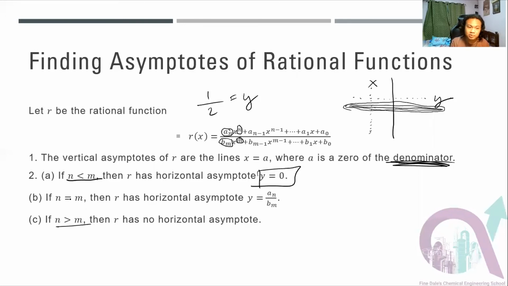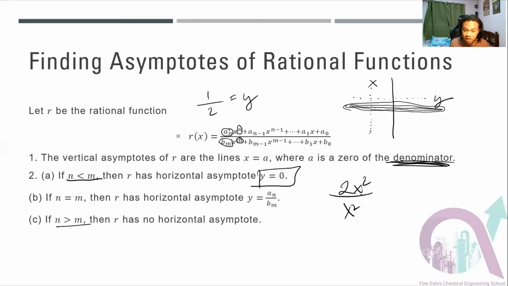Let's review the steps for finding asymptotes of rational functions. The leading coefficient in the numerator is 2x squared, meaning the highest degree, the exponent. Then in the denominator it is also x squared. So what is the condition? Are n and m equal, or is one greater than the other?